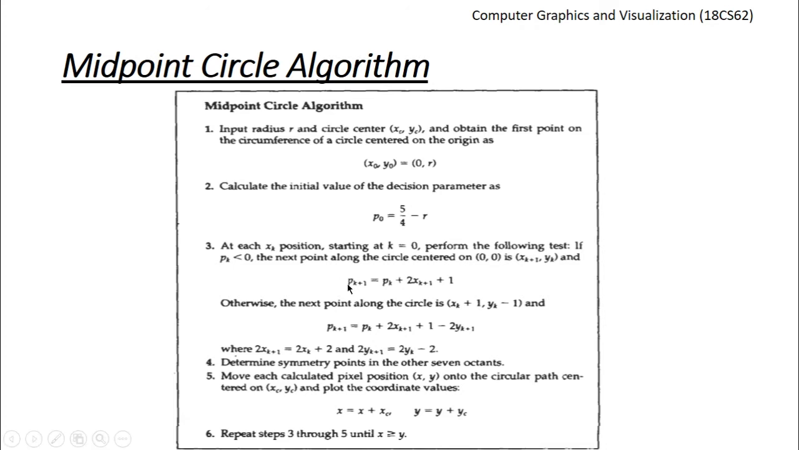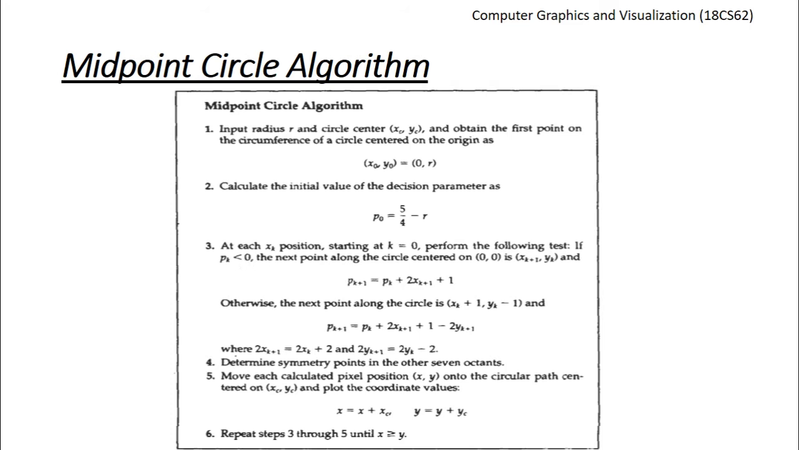And the next decision parameter pk plus 1, in case the previous decision parameter was negative, is given as the previous value pk plus 2 into xk plus 1 plus 1. This will give us the value for the next decision parameter. This equation is to be used only if the previous decision parameter was negative.